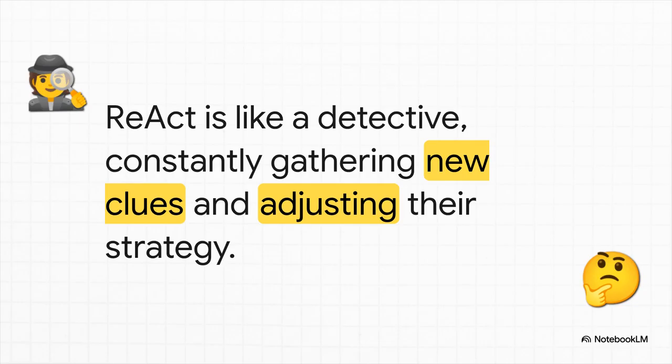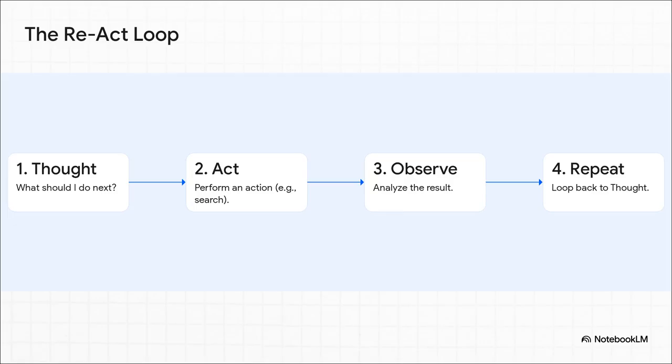It's this constant, dynamic, responsive cycle. So the whole process is a really simple loop. First, there's a thought. What's the next logical thing I should do? Then there's the act, actually doing it, like running a web search. After that, it has to observe the result. What did I find? And based on that new info, it loops right back to a new thought. It's this continuous cycle of reason and action, which, hey, is exactly where the name React comes from. Reason plus action. Simple as that.